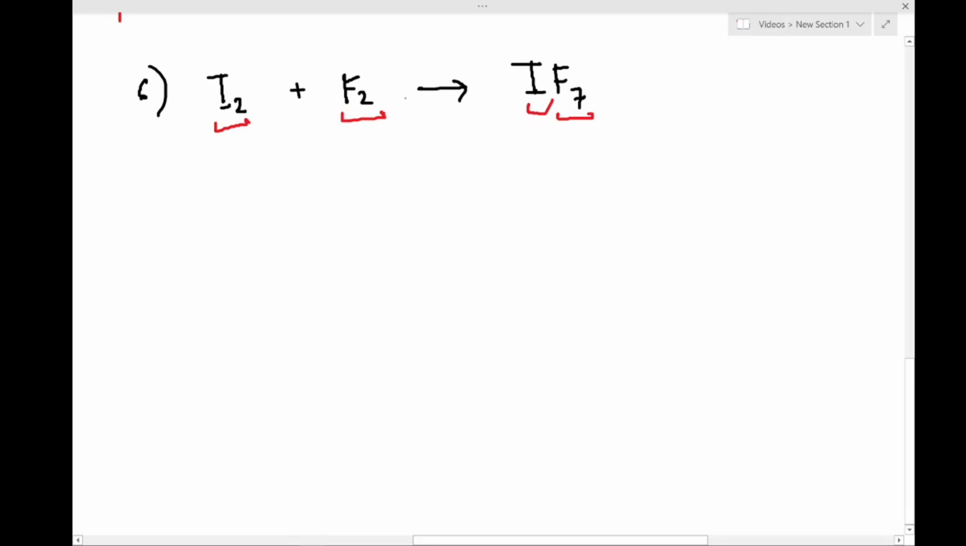So the iodines seem pretty simple to balance, so let's start by balancing them and putting a 2 here. Now what I have is 2 times 7, I have 14 fluorines, so I'm simply going to put a 7 here, and that balances my equation.